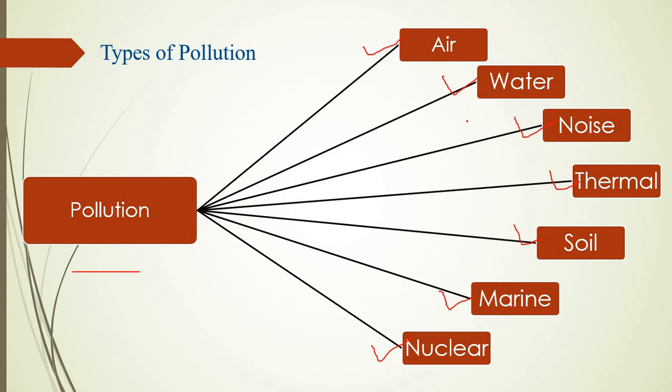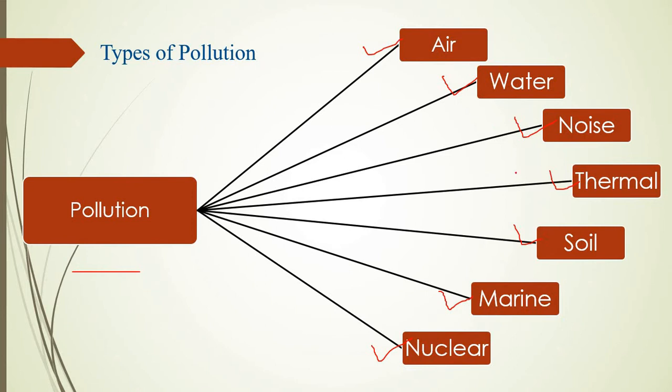Water pollution: we consider all water, sea level water and drinking water. Noise pollution means we create heavy noise, measured in dB, decibels. If you create a higher level of sound noise, that is called noise pollution.